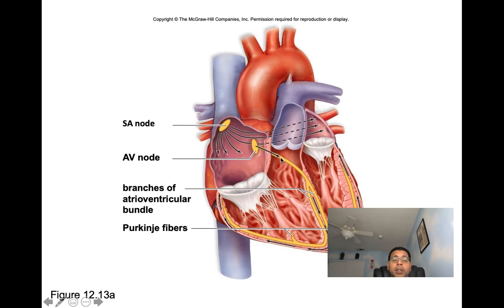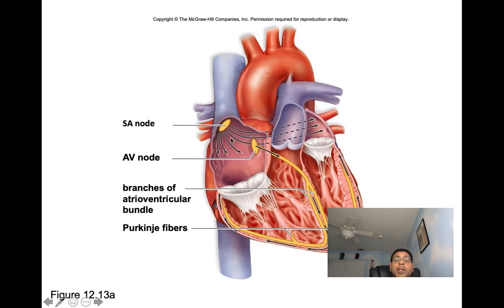Next then we'll have the bundle of His, which is going to be found running in between the atria and the ventricles, which is then going to lead us to the right and the left branches of the atrioventricular bundle, and they will lead us to the Purkinje fibers.